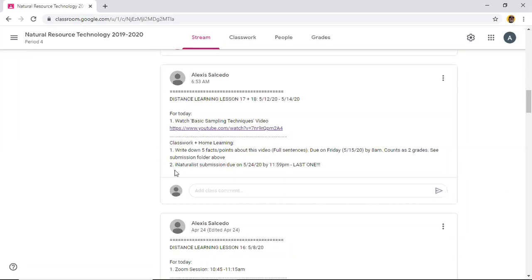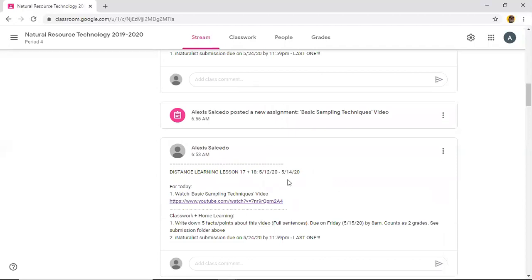The next iNaturalist after Sunday is due on the 24th. That's the very last one of the year. It's going to be due by 11:59, the usual. So that's for the first 2 periods of next week. That's for Tuesday and Thursday.